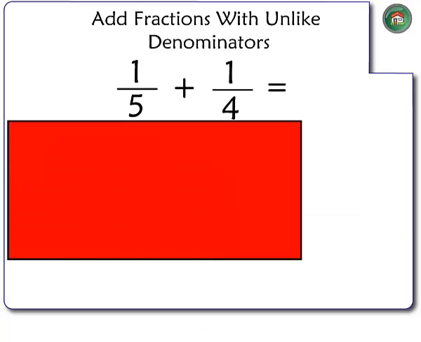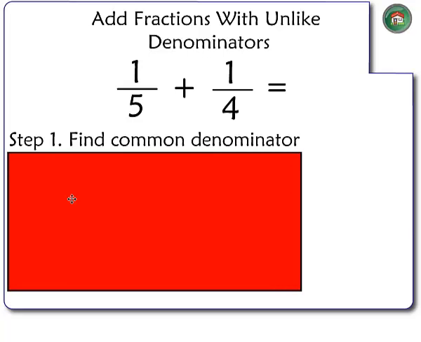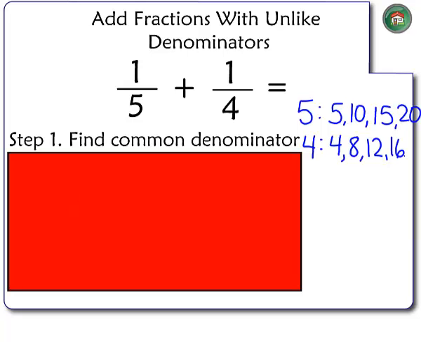When we're adding fractions with unlike denominators, the first thing we have to do is to find a common denominator. The way to do that is to think about the numbers 5 and 4. This is where our least common multiple will come in handy. I can list the multiples of 5 until I find one that I know that 4 goes into. And then I list the multiples of 4, and I see that 20 is the common multiple.